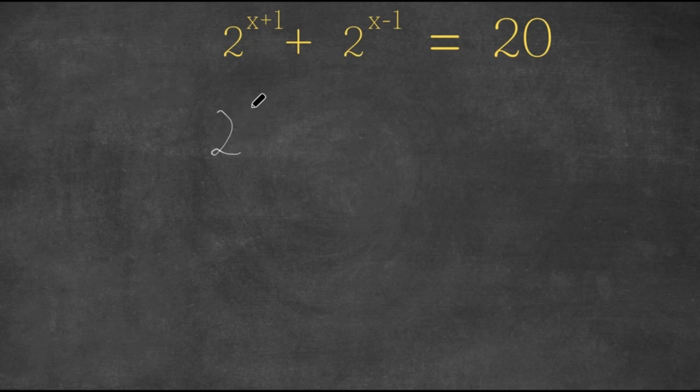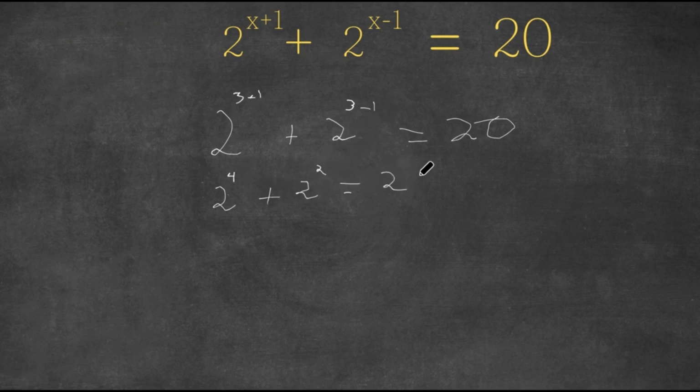So we have 2 to the power of 3 plus 1 plus 2 to the power of 3 minus 1 equals 20. 2 to the power of 3 plus 1 is the same thing as 2 to the power of 4 plus 2 to the power of 3 minus 1 is the same thing as 2 squared. And this equals 20. 2 to the power of 4 is 16 plus 2 squared is 4. So we have 16 plus 4 equals 20. And 16 plus 4 is 20. So 20 does indeed equal 20. And because this is right, we know that x equals 3.